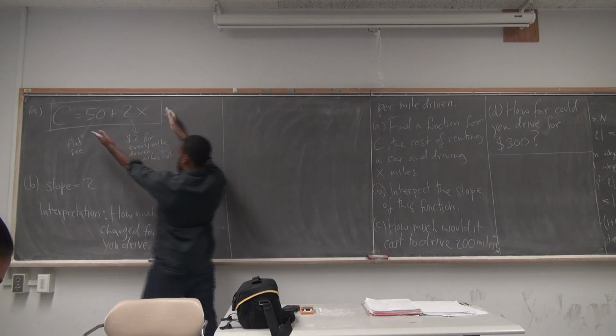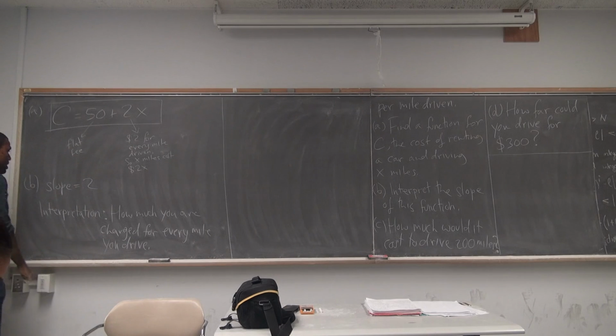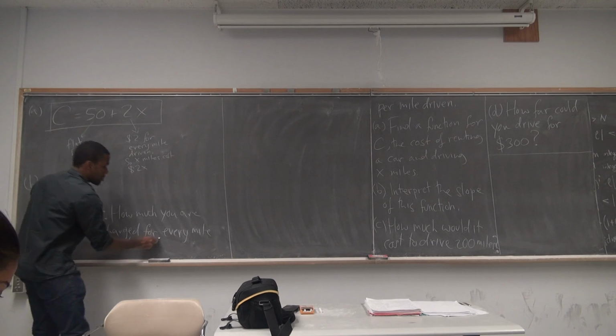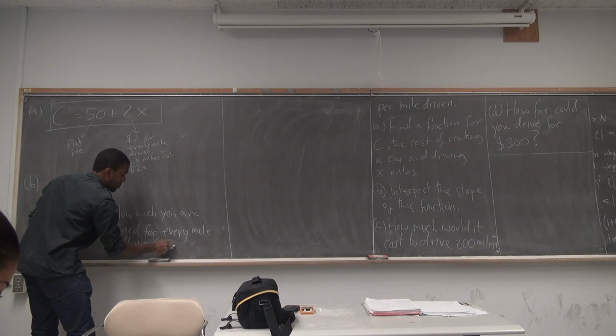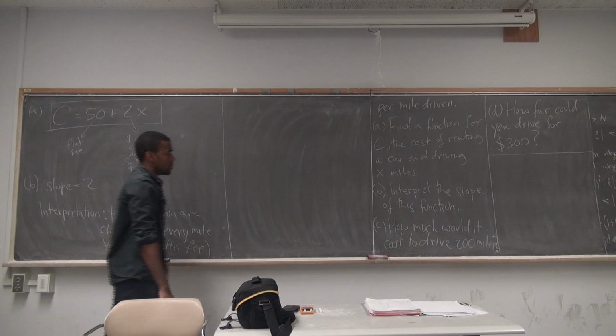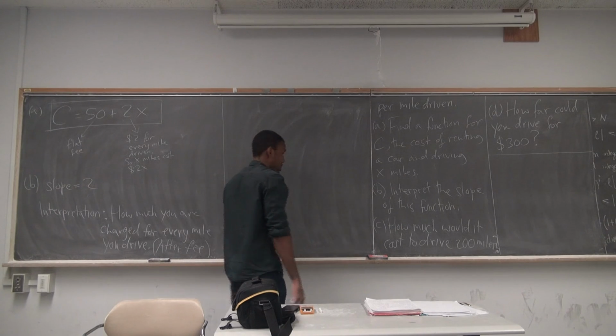So that would be a function that measures the cost of driving X miles. The slope would be 2. The interpretation is that's how much you're charged for every mile you drive. Of course, after the flat fee, because that's how you're going to want to interpret it.